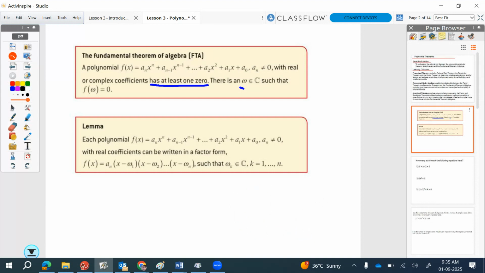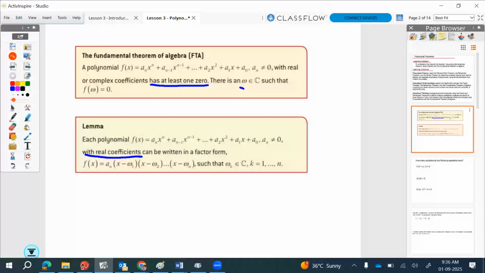It says that each polynomial, the same definition that we've just had, with real coefficients. Look, it says here with real or complex coefficients. This one specifies that they must be real coefficients, and we'll see why it says real in a bit. Any polynomial with real coefficients can be written in factor form, like this. So we can factor it.